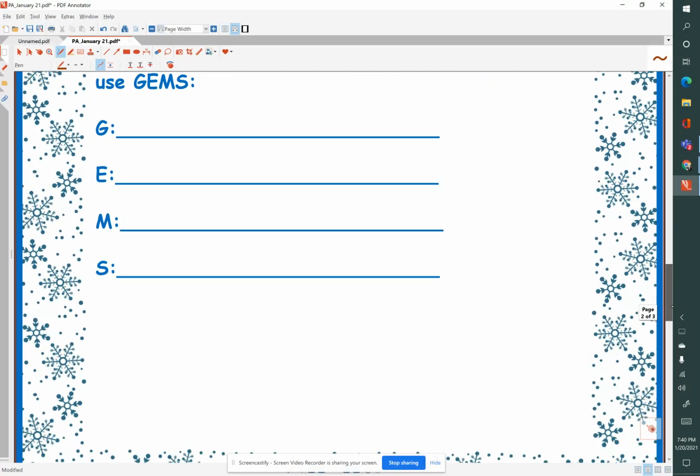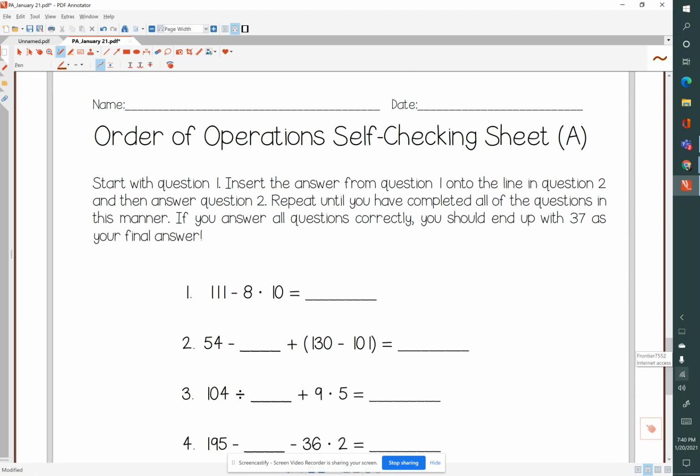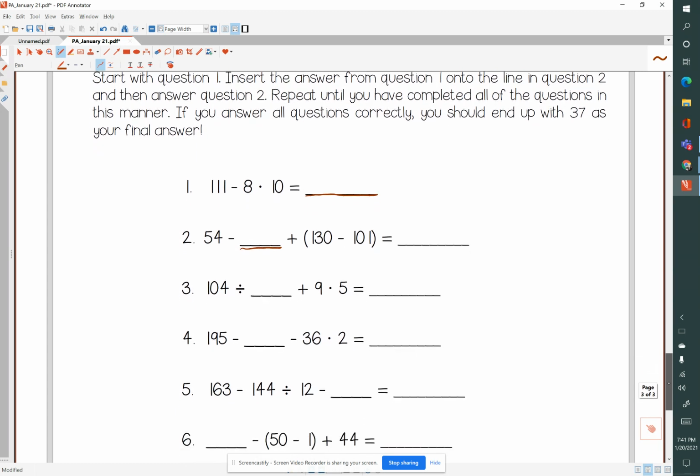So we will come back to our exit ticket, but for now, we're going to do our order of operations self-checking worksheet. So go ahead and put your name. Today is January 21st, 2021. 1/21/2021. So we're going to start with the first question, then the answer that we get in the first problem goes in the blank space in the second problem, and so forth. And when we are finished, we should end up with 37 as our final answer.